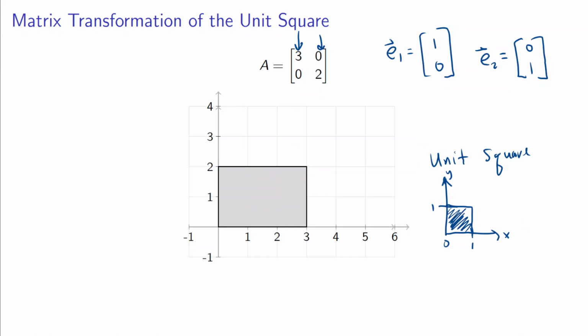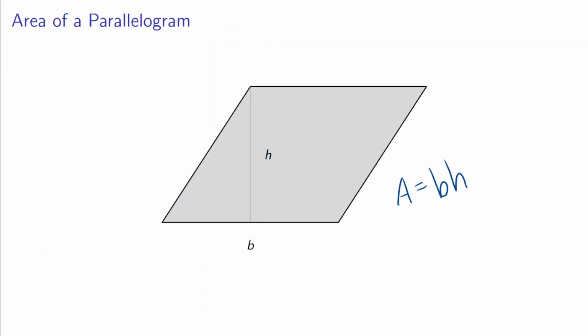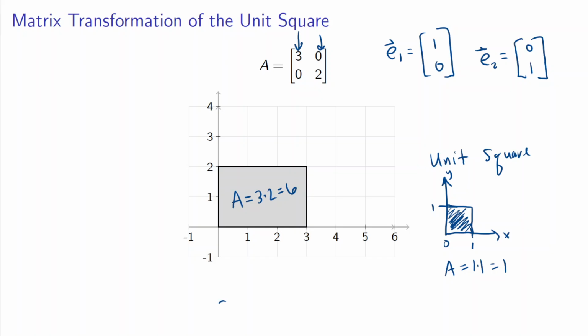Now, the unit square has area 1 times 1, base times height, or 1, and the area of this rectangle after the transformation is base times height, which is 3 times 2, which is 6. Now, if we take the formula we saw a second ago for the determinant of a matrix, AD minus BC, and apply that to this matrix here, the determinant of A, we would get 3 times 2 minus 0 times 0, AD minus BC, which is 6.